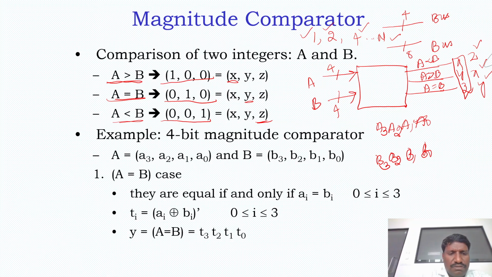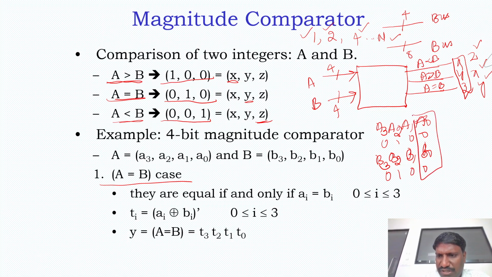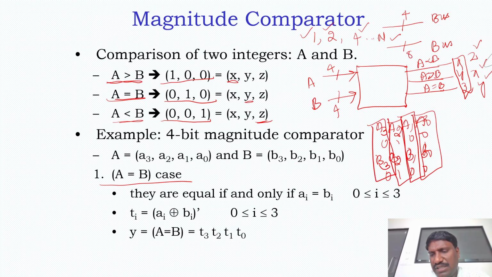Now, when is A equal to B possible? Let's suppose 0 1 0 0 and this is also 0 1 0 0. What is the meaning of that? A0 and B0 are equal, A1 and B1 are equal, A2 and B2 are equal, A3 and B3 are equal. Only then can I say A equal to B.